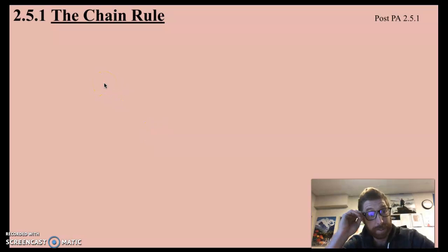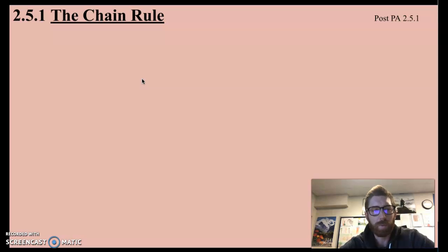All right, the chain rule. So this is going to be one of our tools in our toolbox, right? We have the product rule, we have the quotient rule, and now we're going to have the chain rule. And the chain rule is going to be used when we're trying to find the derivative of a composition of functions.